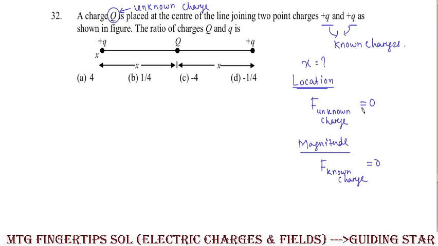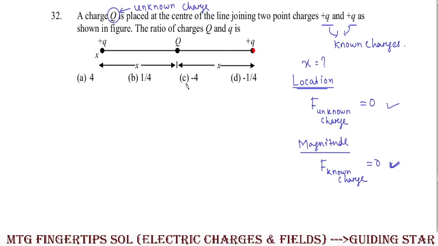जब लोकेशन ढूंढेंगे, whenever we find out the location, then force on the unknown charge should be 0, and whenever we want to calculate the magnitude of unknown charge, then in that particular case force on the known charge should be taken to be 0. तो कोई भी एक नॉन चार्ज हम लेंगे, मान लो कि ये वाला नॉन चार्ज हम ले रहे हैं, तो इसके ऊपर नेट फोर्स को हमें 0 करना है, क्लियर.